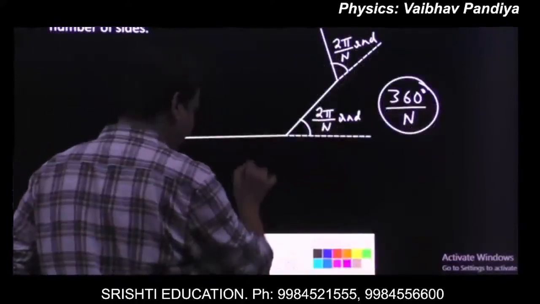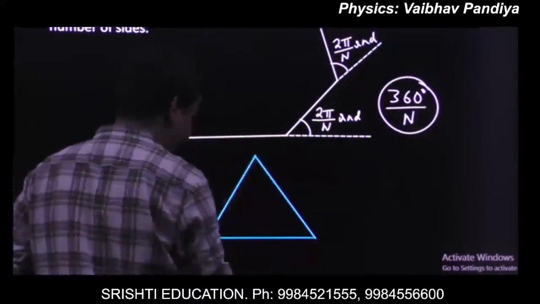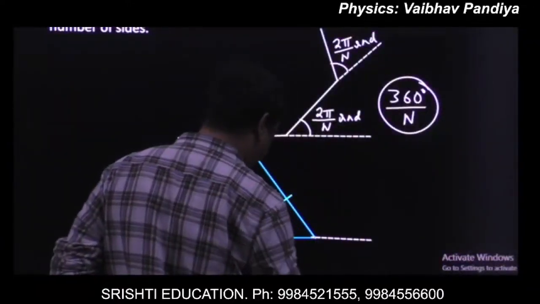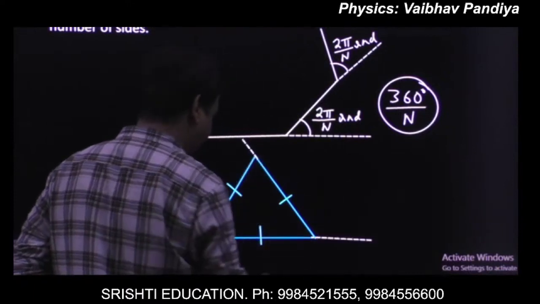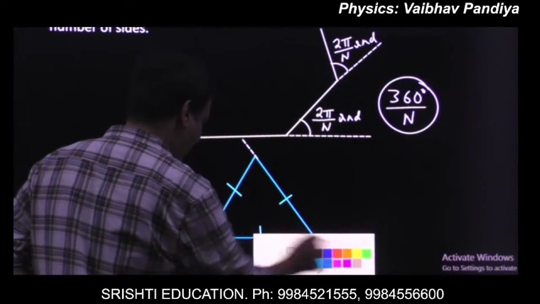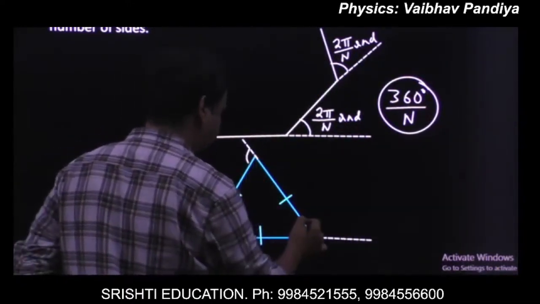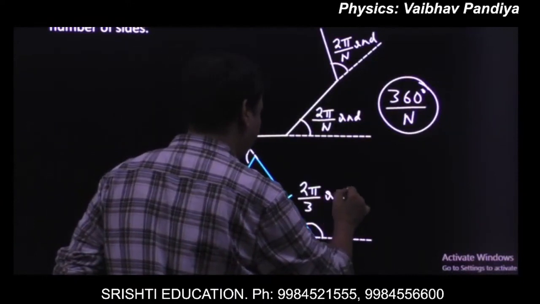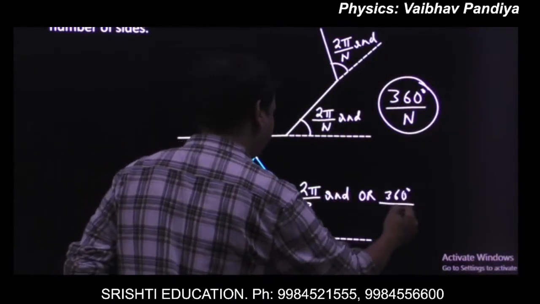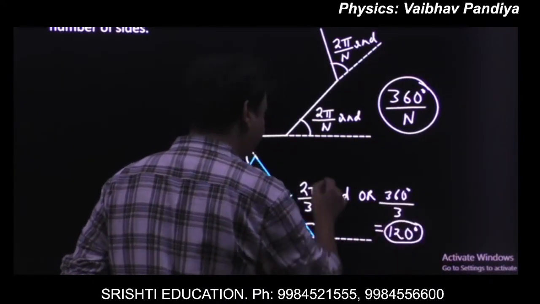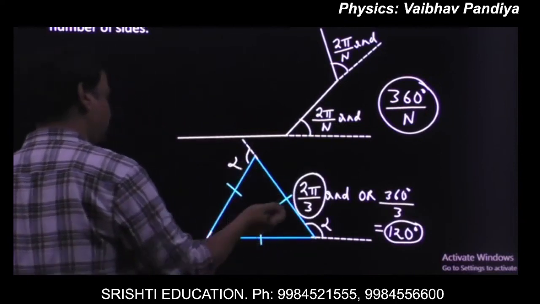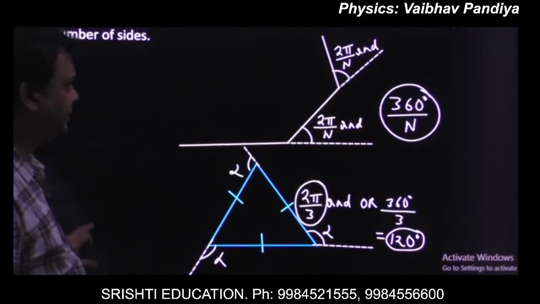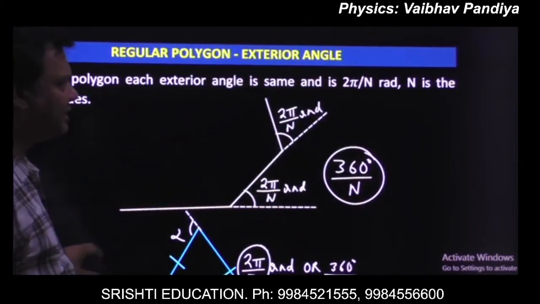Like the equilateral triangle, if you see. An equilateral triangle is a regular polygon, correct? How many sides does it have? It has 3 sides. So you can see, all the exterior angles will be equal. All 3 angles will be equal, and this will be 2 pi by 3 radian, or 360 degrees by 3, that is 120 degrees. In degrees it will be 120, in radian it will be 2 pi by 3. This angle, this angle, this angle, right? If you take a square, it is a regular polygon. Each angle will be 90 degrees, correct? So in a regular polygon, each exterior angle is the same, that is 2 pi by n radian. Got it?